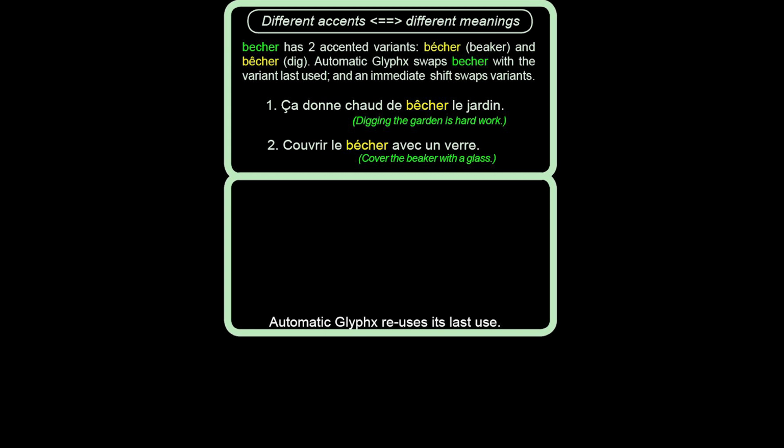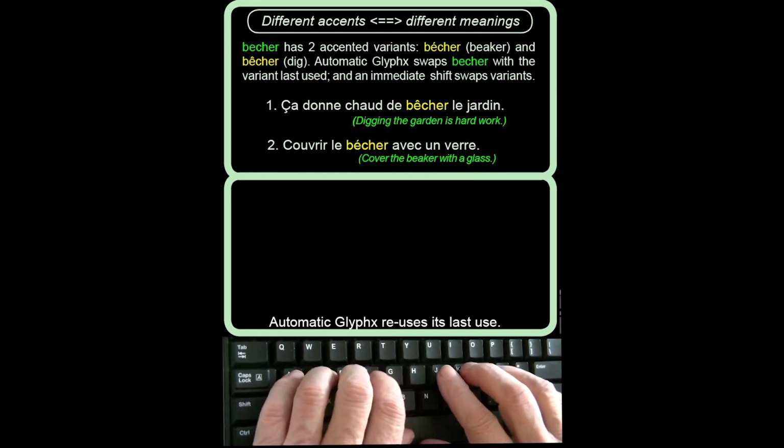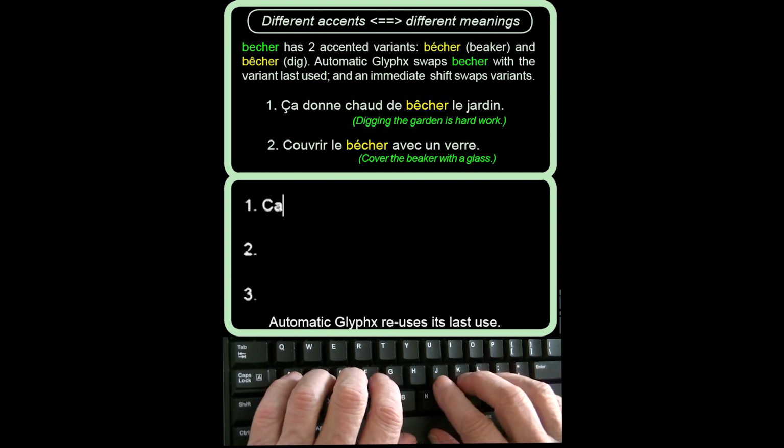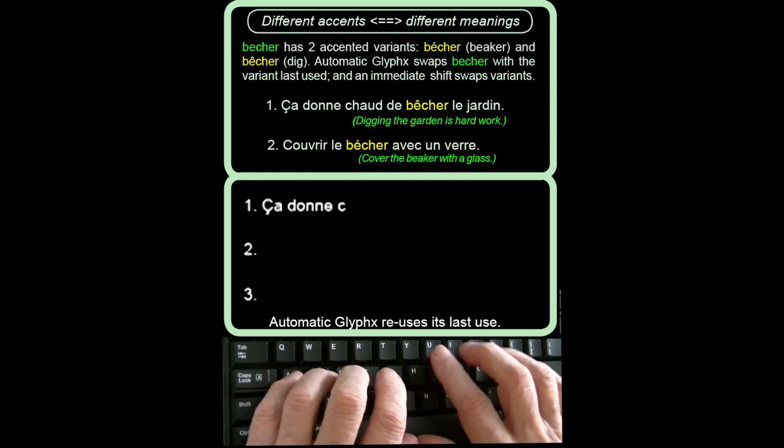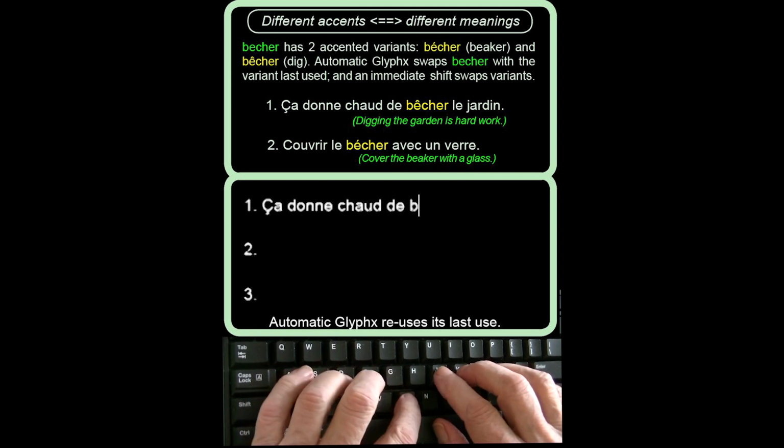But in automatic mode, Glyphics, by default, reuses the variant last used. But if that variant is inappropriate, an appropriate variant is swapped in with a simple shift. That's right. Shift not only replaces accented letters, it also replaces accented words. In sentence 1, the typist overrides the acute variant selected by Glyphics, and Glyphics in turn accepts the circumflex variant as its new default.